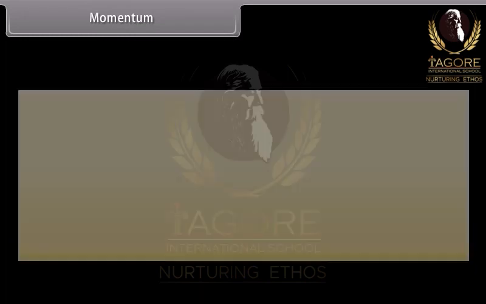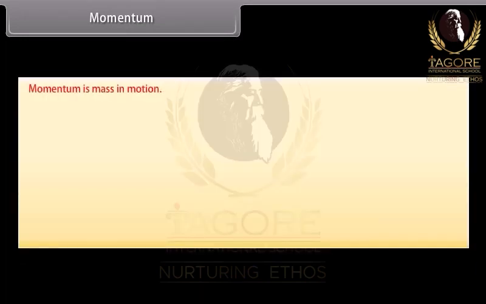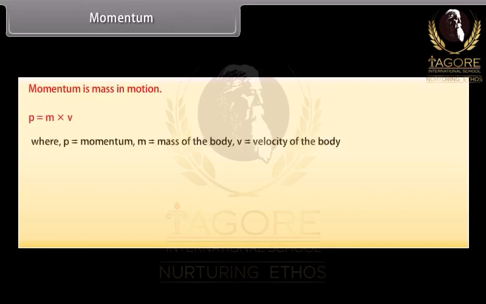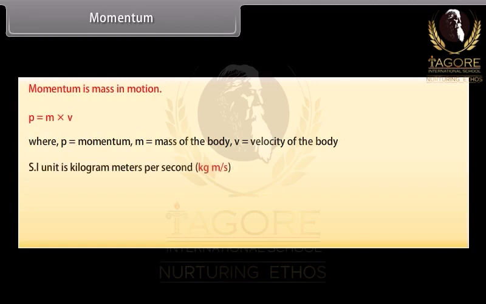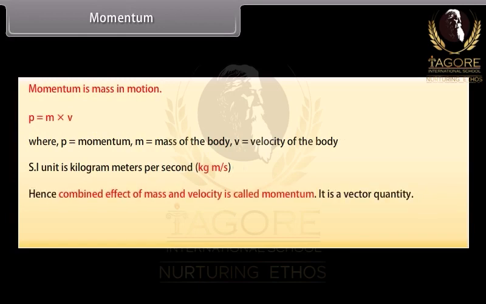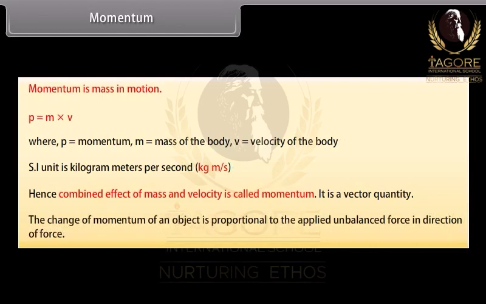Momentum. Momentum is mass in motion. P is equal to m into v, where P is momentum, m is the mass of the body, v is the velocity of the body. SI unit is kilogram meters per second. Hence, the combined effect of mass and velocity is called momentum. It is a vector quantity. The change of momentum of an object is proportional to the applied unbalanced force in the direction of force.